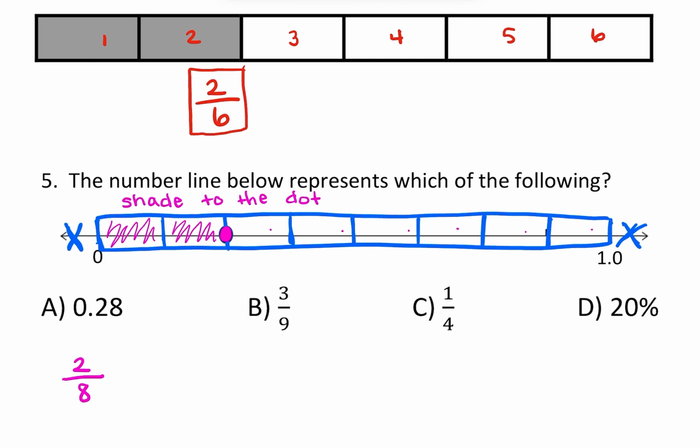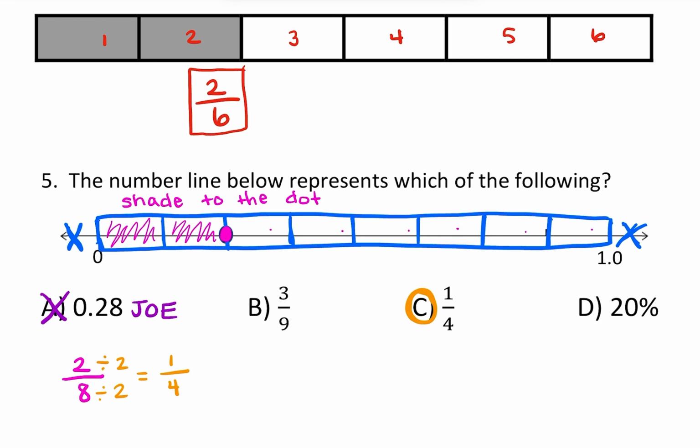Hopefully we realize that A, 0.28, that is a no. 2 eighths is not 0.28. No, not at all. So now, if we were looking from 2 eighths to B, or 2 eighths to 1/4, we would have to simplify and see if we get either of those. So let's go ahead and do that, and maybe that'll work. What can I simplify 2 eighths by? 2. Good. So 2 divided by 2 is 1, and 8 divided by 2 is 4. So that right there would be my answer.